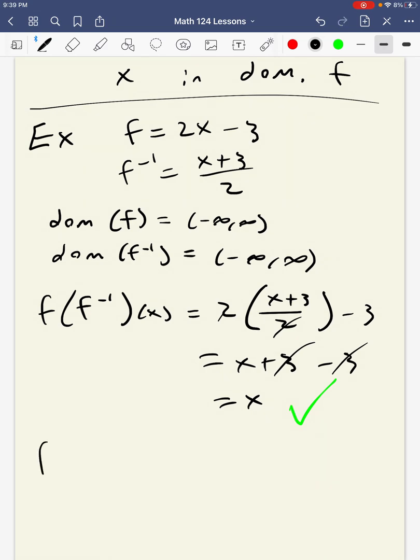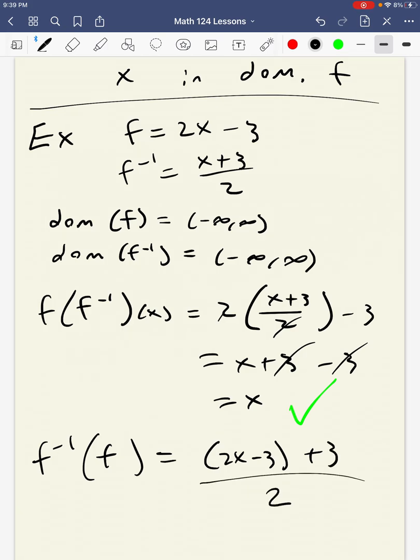You could similarly do f inverse, plug in f, then you just take this function, plug it in here. So we'd have (2x minus 3 plus 3) all divided by 2. 3's cancel, and then the 2's cancel, and then you get x.